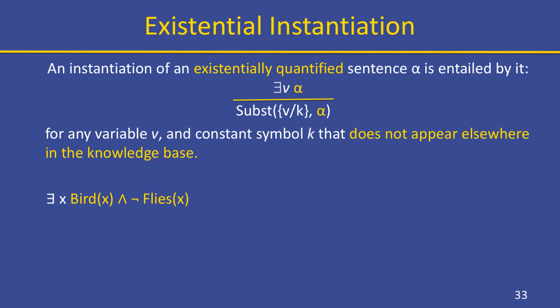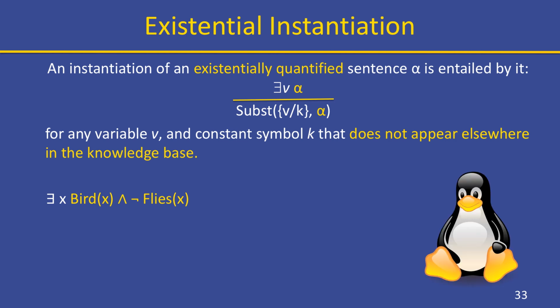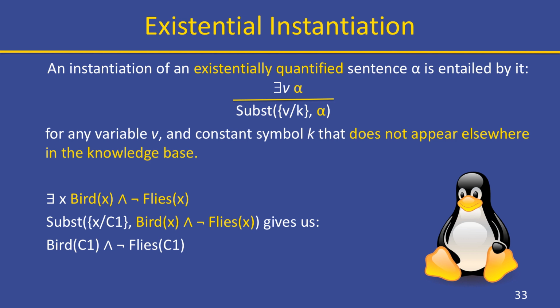There exists x such that bird(x) and not flies(x). So the existential instantiation rule tells us that we could replace x by a constant that does not appear elsewhere in the knowledge base. So let's use C1 as our constant. If we apply the substitution x by C1 to the sentence bird(x) and not flies(x), we get the sentence bird(C1) and not flies(C1).